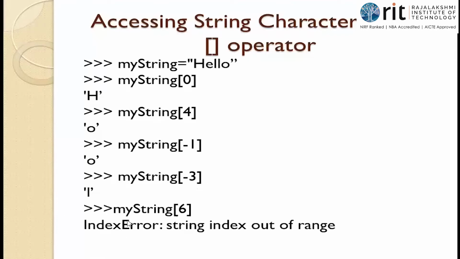Now what is the next one? My string of 6. You all know the indexing for "allow" starts from 0 and stops at 4, isn't it? Index 5, index 6, my string of 6. Please get the value, accessing using the string. Get the value at index 6. There is no 6th index position in this my string variable. So, string index out of range, which means there is no index 6.